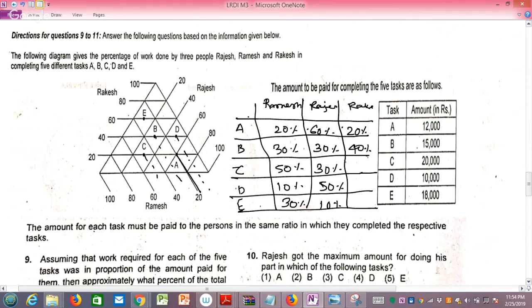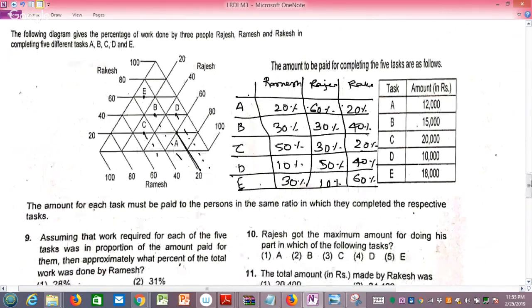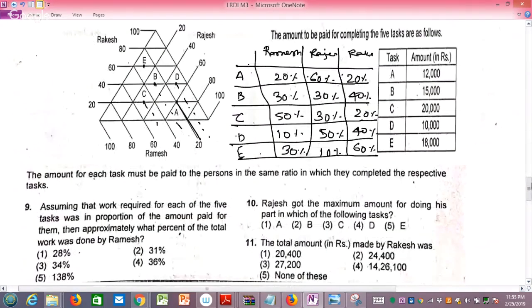ठीक है. C is 20%. D देख लीजिए. D is 40%. And then just watch E is 60%. So just this data is there. Now we need to find out certain things. So we will find, assuming the work required for each of the 5 tasks was in proportion of the amount paid, the approximate what percent of the total work was done by Ramesh.